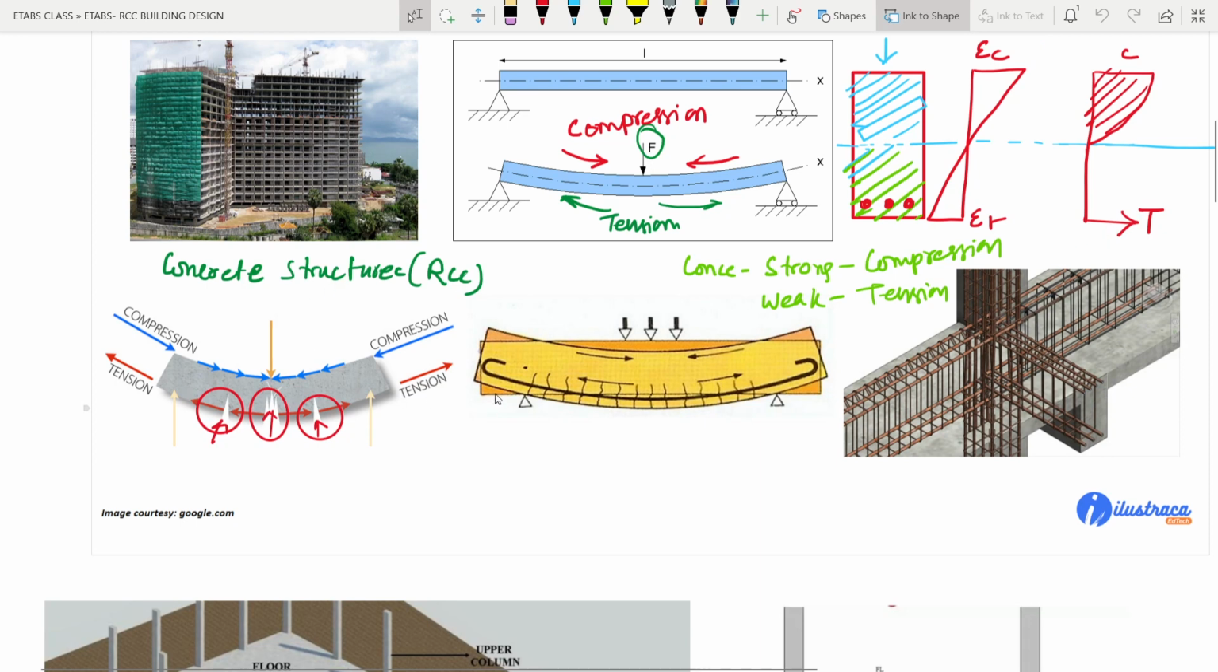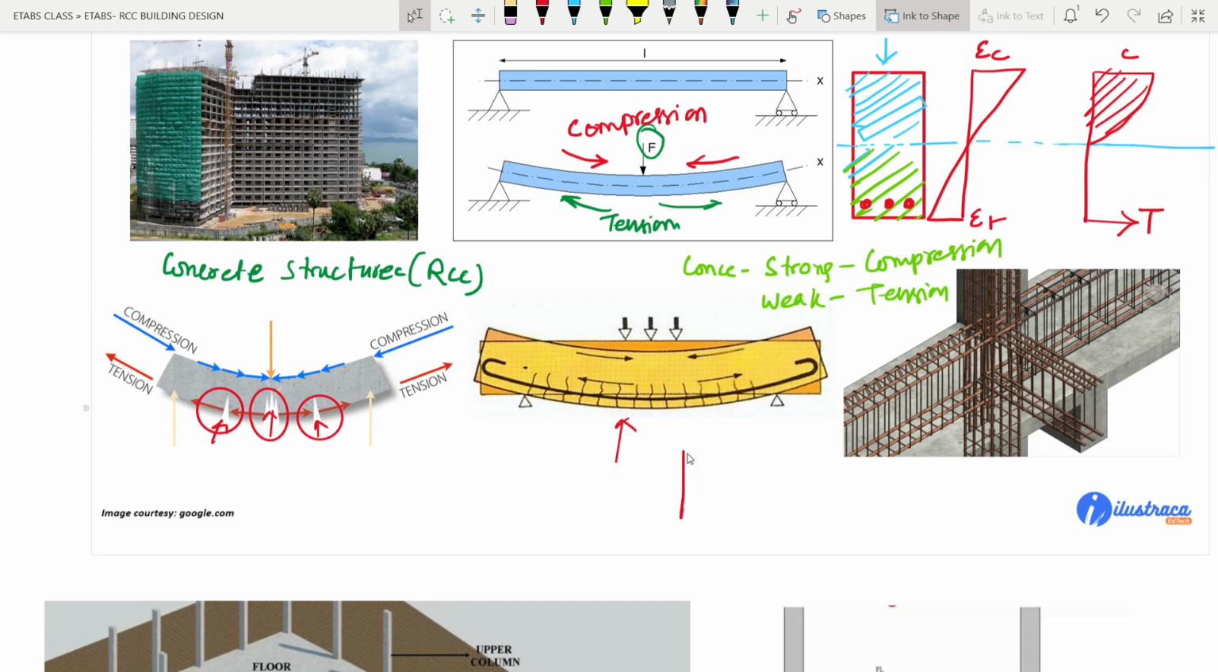right? So when we provide these reinforcement bars, we do not see this kind of phenomenon, you can see here, right? The compressive stresses due to the strain are tackled by the concrete, and the tensile stresses are tackled by the reinforcement provided there. Okay, so it is the same in the case of a column also.